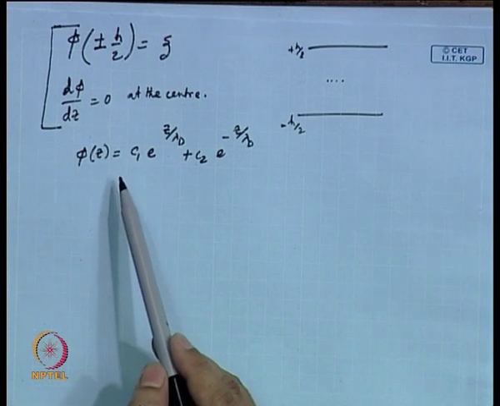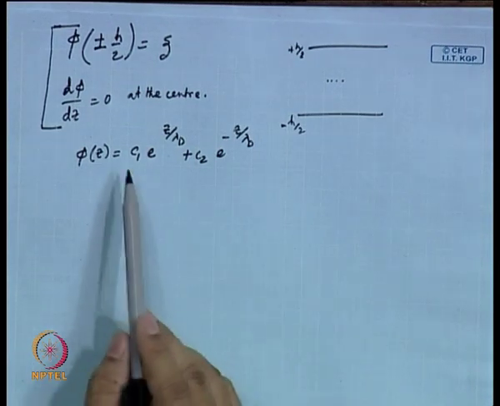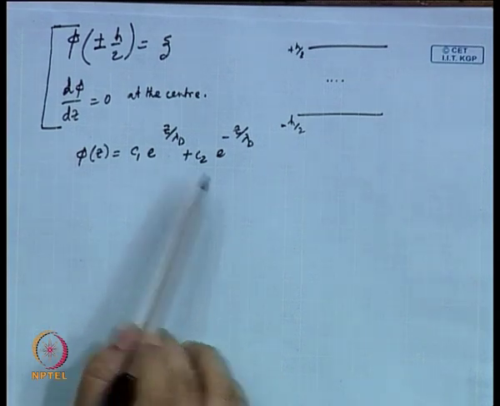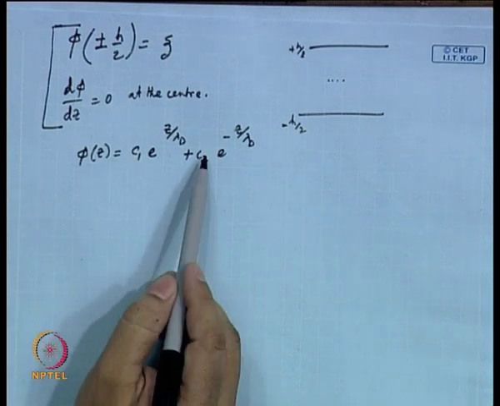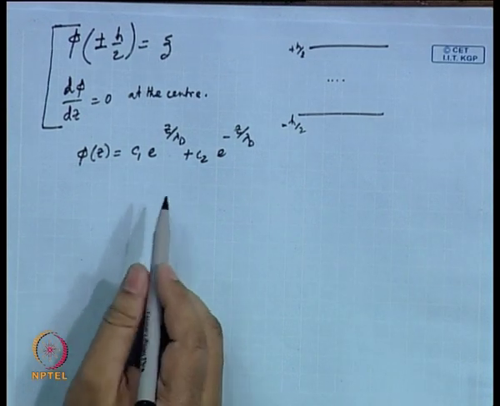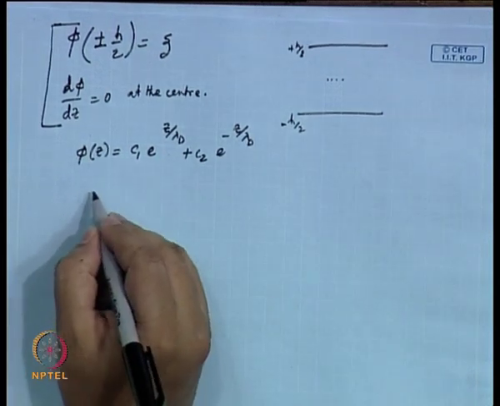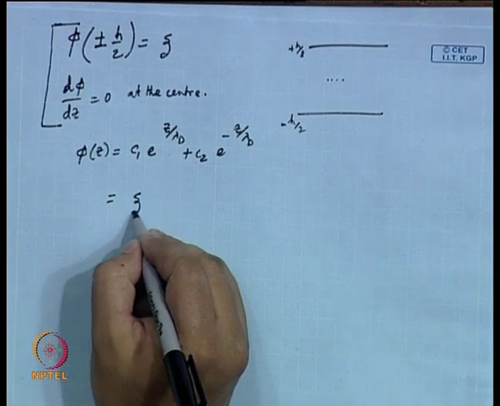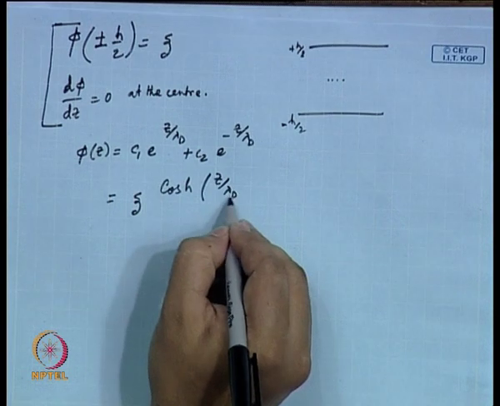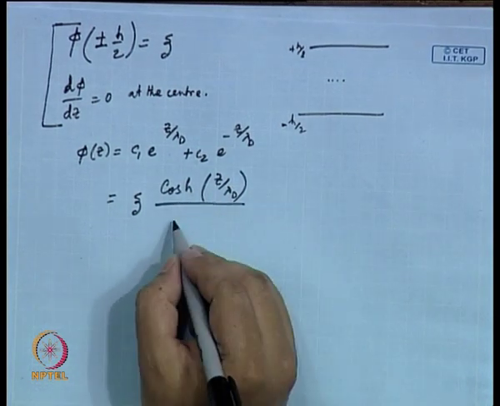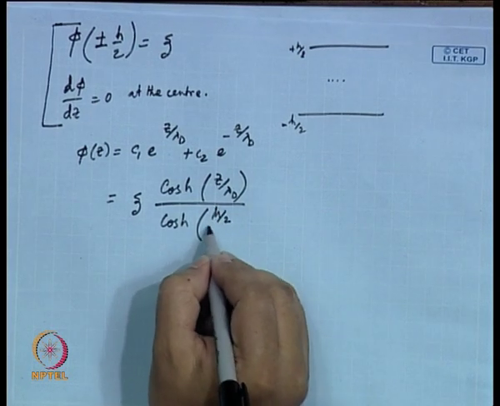So, this C 1 has to be equal to 0, that was our rationale to put C 1 as 0, but here the situation is different, it is phi at plus or minus h by 2 is equal to zeta. So, that means you have C 1 as well as C 2 both non-zero. Okay. So, you have to work it out, and what you would get in that case is phi equal to zeta cos hyperbolic z by lambda d divided by cos hyperbolic h by 2 divided by lambda d.